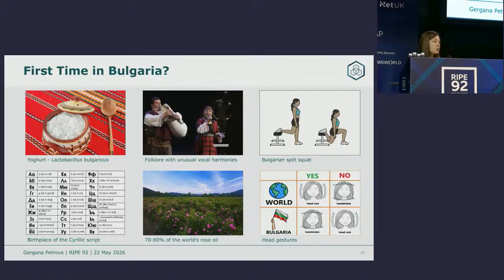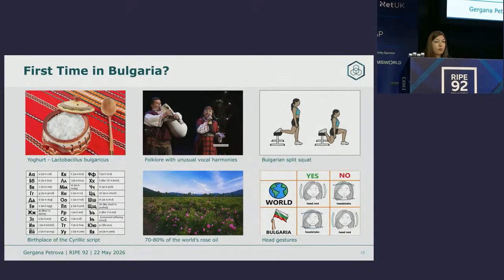I wanted to also share a few things about Bulgaria for those of you who are not very familiar with the country. So you see an image of yogurt on the screen. Why is that? Bulgaria has a very long tradition of creating yogurt, and also the bacteria that turns milk into yogurt was first isolated in Bulgaria and named after it too.